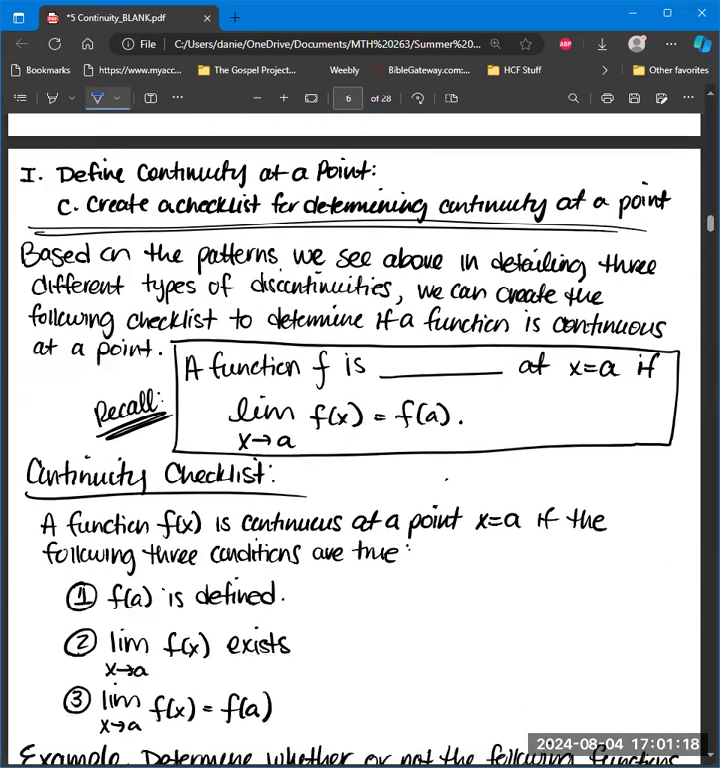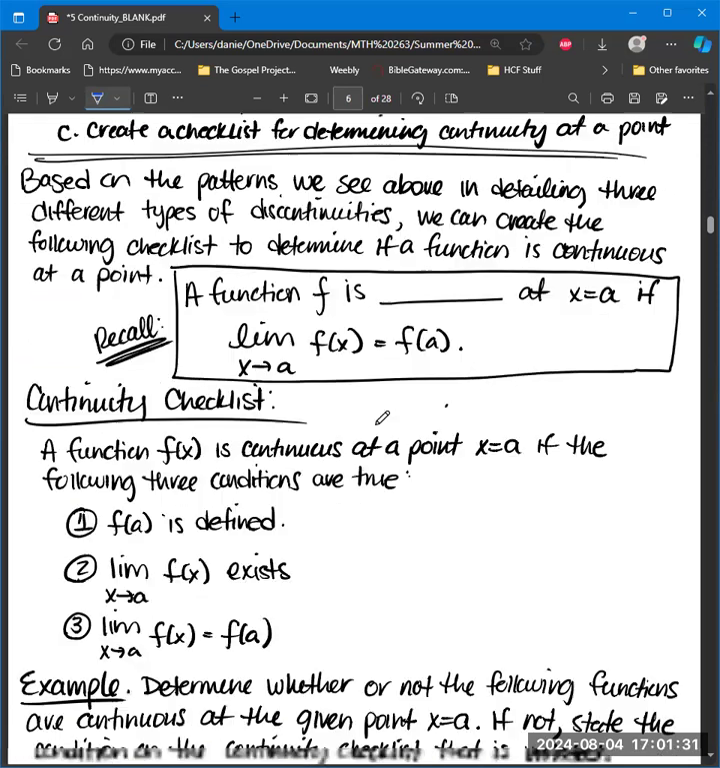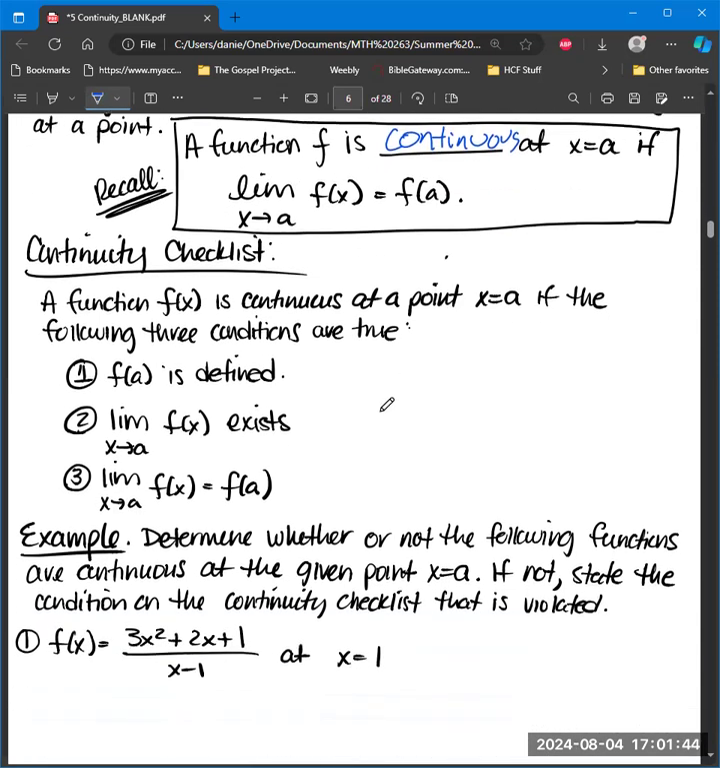So when we define continuity at a point, we create the checklist for determining continuity at the point, and we've already been doing that based on the patterns we see above. Detailing the 3 different types of discontinuities, we can create the following checklist to determine if a function is continuous. A function f is continuous at x equals a if the limit of f of x as x approaches a equals f of a.